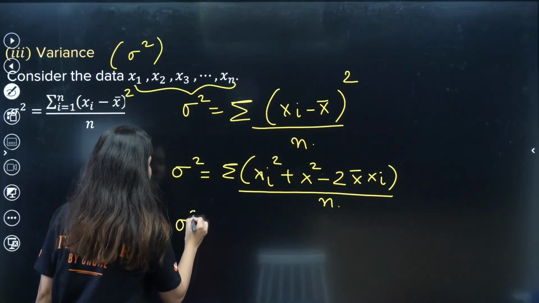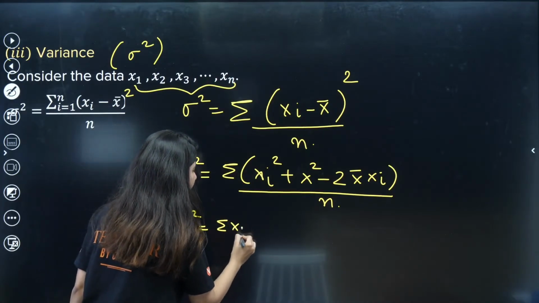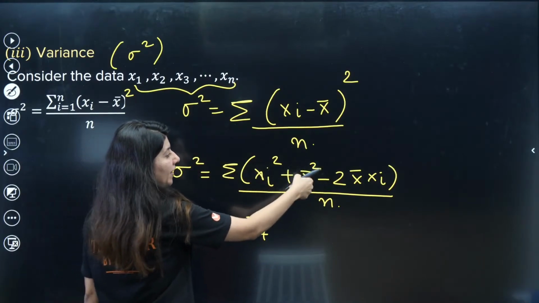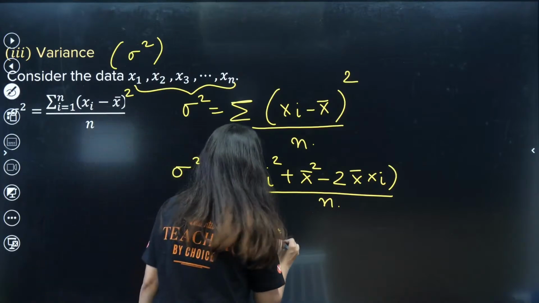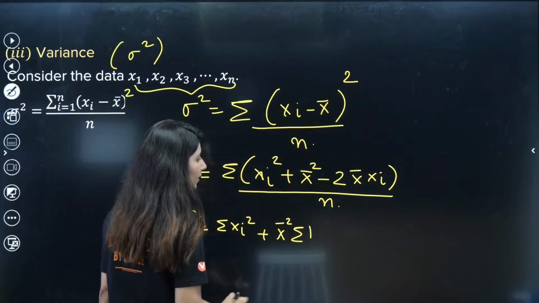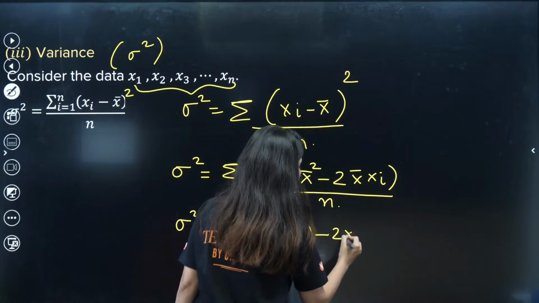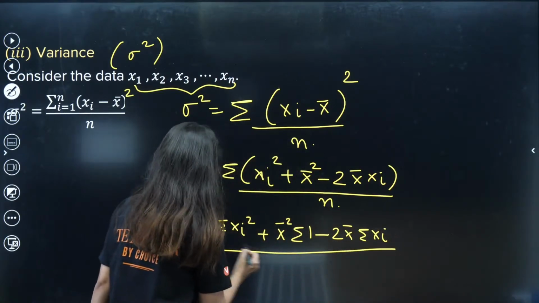What you can do from here is multiply sigma inside. So sigma xi square plus what is this? Sigma x bar square. Now the mean, x bar, is a constant. Take this common. So x bar square is common and sigma 1 would be there. Minus, again sigma will be multiplied. 2x bar is outside the sigma and sigma xi would be there, whole upon n.